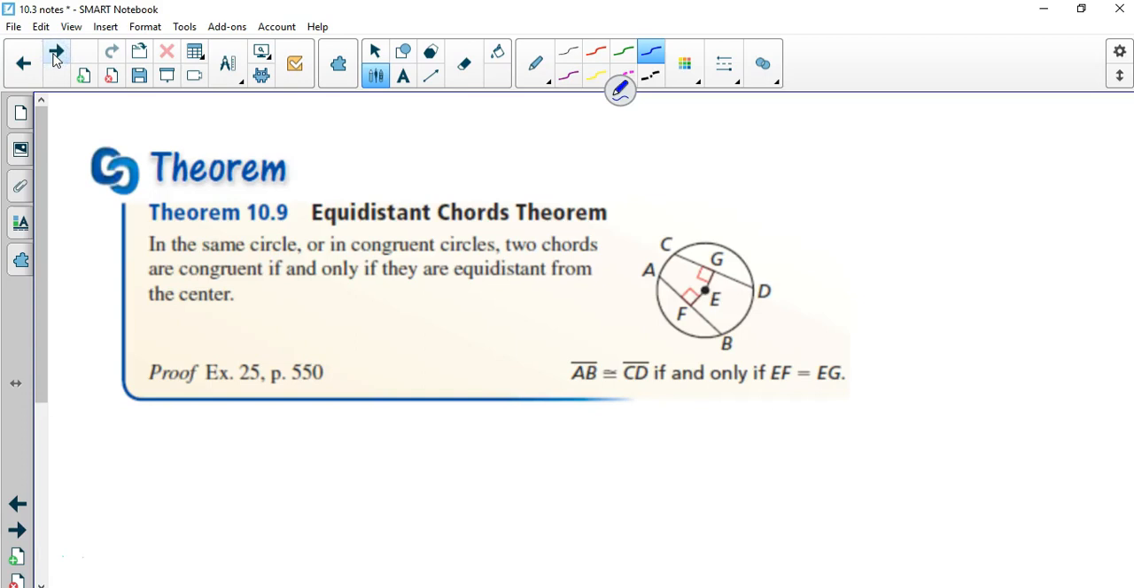Okay, 10.9, Equidistant Chords Theorem. In the same circle, or 2 congruent circles, 2 chords are congruent if and only if they are equidistant, which basically means the same distance from the center. So you have a circle here, and what it's saying is AB, this right here, is congruent to this if and only if this piece equals that piece, and notice, at a right angle.